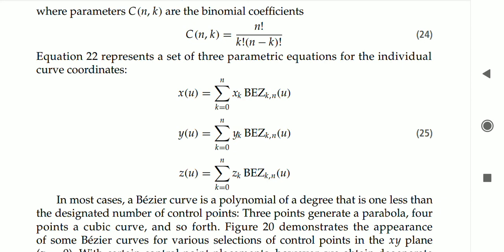Here they have given it for a 3D point, but our lab program will draw a 2D Bezier curve. X, Y, Z will give you a 3D curve. What is X, Y, Z? Just the point coordinates X, Y, Z. You can see the formula. The formula is the same, only the values of X, Y, Z differ. And the X value, Y value, Z value are each multiplied with the Bezier function BEZ k,n of u.